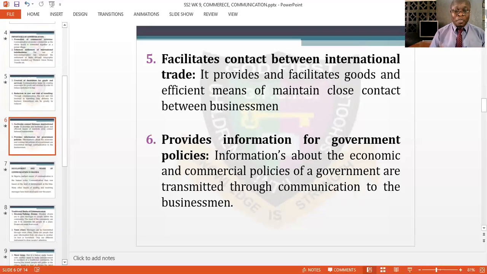It also provides information for government policy. Information about the economic and commercial policy of the government is transmitted through communication to the businessmen.